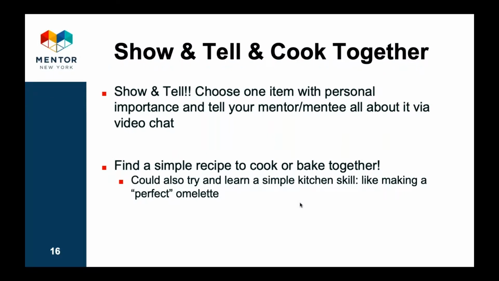And then these two things, again, you don't necessarily need to use any kind of websites for, so they're pretty self-explanatory. With the items, you could have a show and tell, so choosing an item with a personal importance or meaning, where you or your mentee could talk to each other about it via video chat. And then also finding a simple recipe to cook or bake together. Of course, you'd want to make sure that you had all the necessary ingredients, but you could even just try and learn a simple kitchen skill, like trying to master an omelet or something like that.